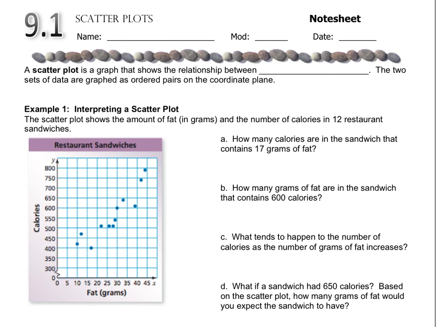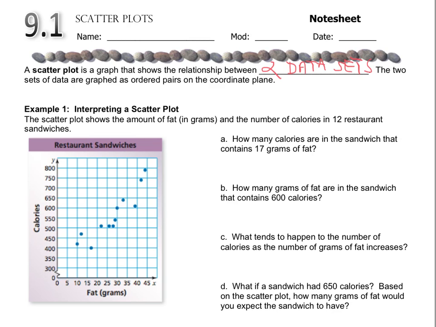In this chapter, we're going to talk about different ways to display data. The first one we're going to talk about is a scatter plot. A scatter plot is a graph that shows a relationship between two different quantities, or two different data sets.